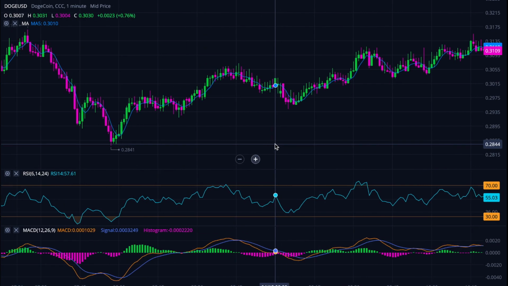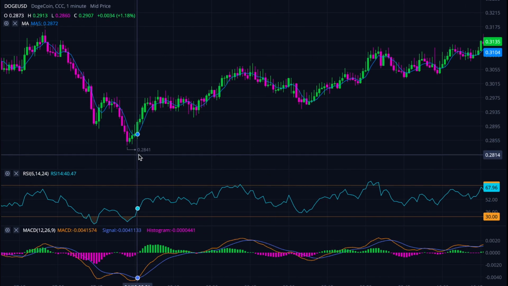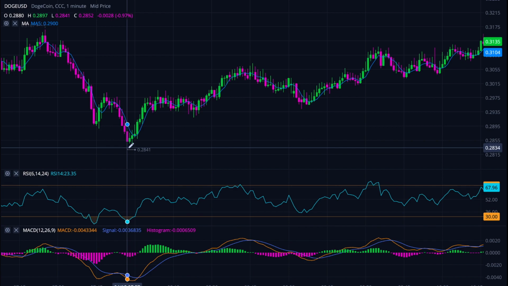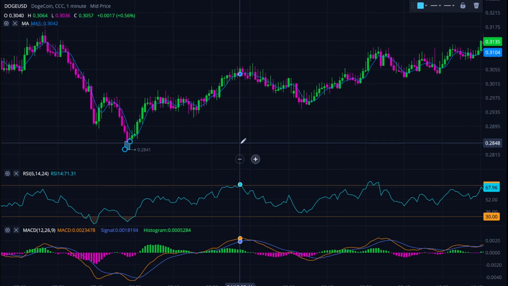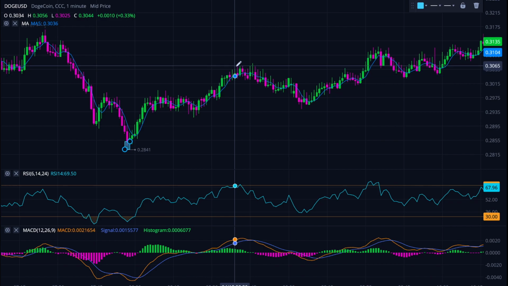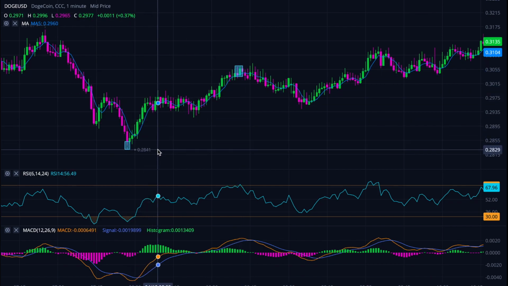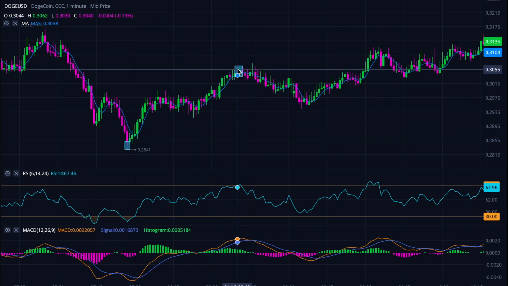So typically, as it's approaching 70, I'll just look at it to see what's happening. Here's another instance. I can try to highlight these. Here it was under 30, and so we would have taken an entry here, and then we would have exited about here. Let's just say there. Then you would have gone from about 28.5 cents up to about 30.5 cents.